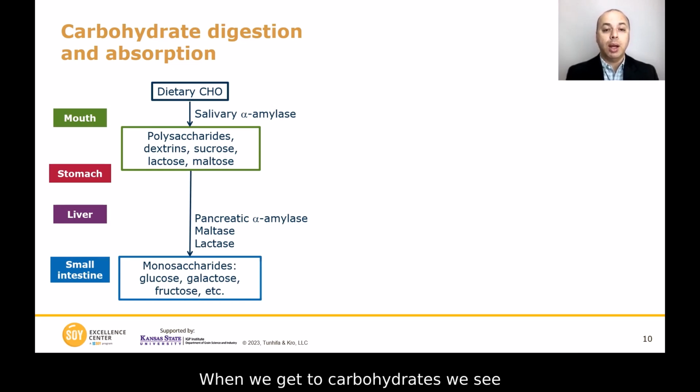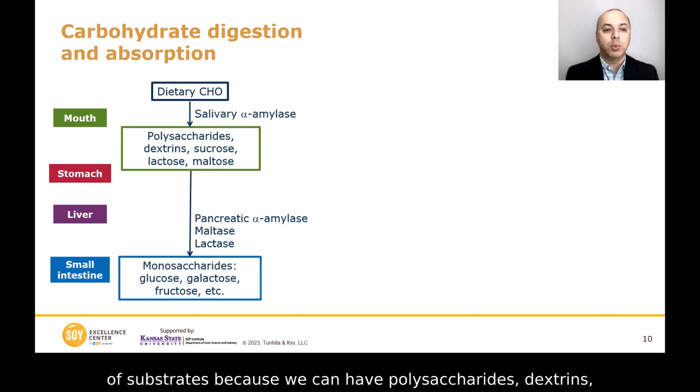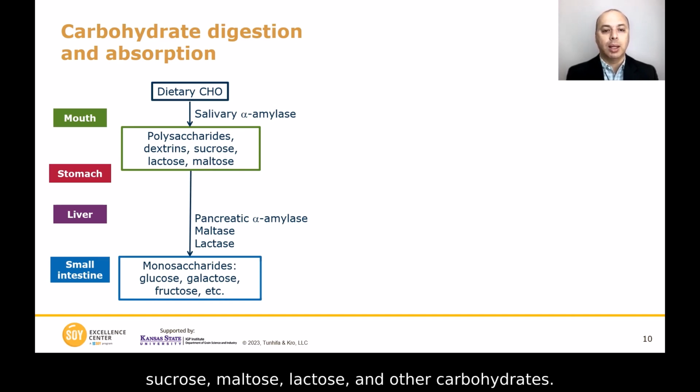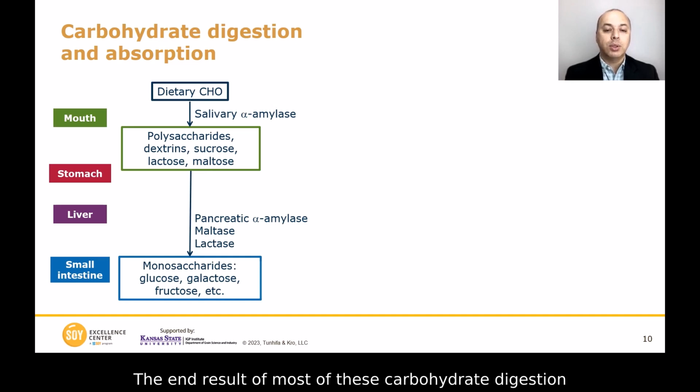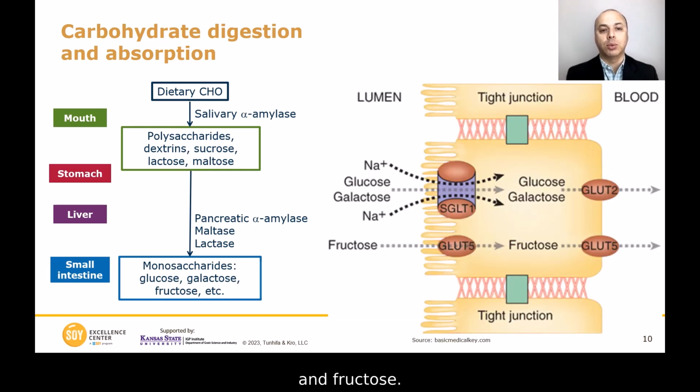When we get to carbohydrates, we see that there is a little bit more diversity in terms of substrates, because we can have polysaccharides, dextrins, sucrose, maltose, lactose, and other carbohydrates. Each one of these types of substrates requires specialized enzymes like amylases, maltases, or lactases. The end result of most of this carbohydrate digestion is monosaccharides like glucose, galactose, and fructose.